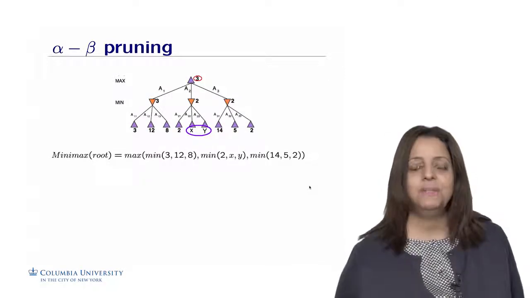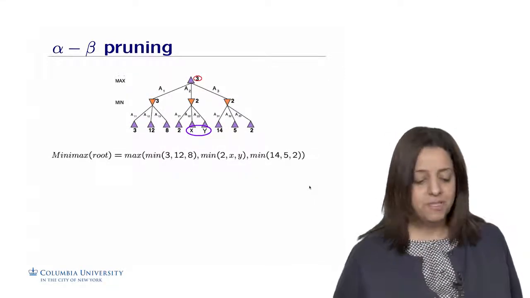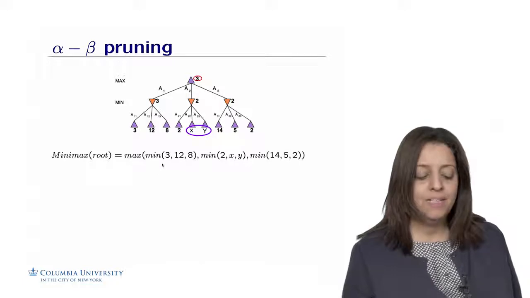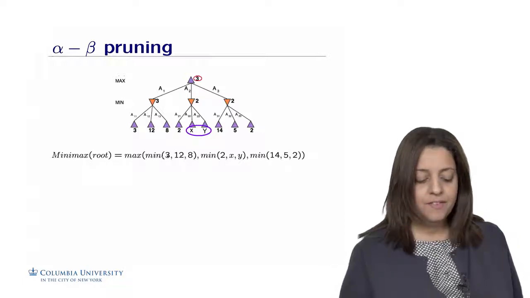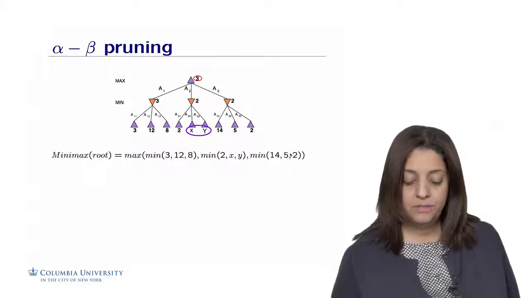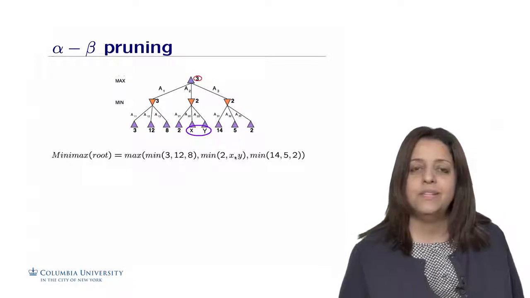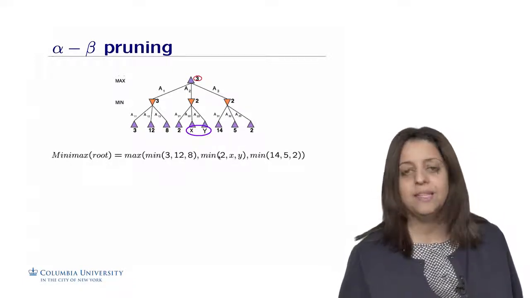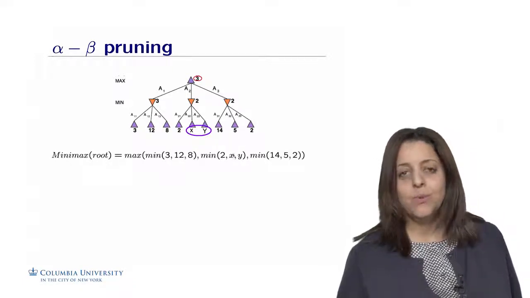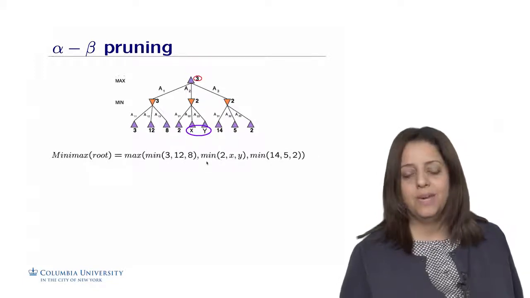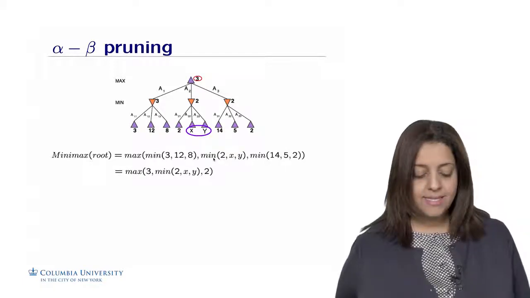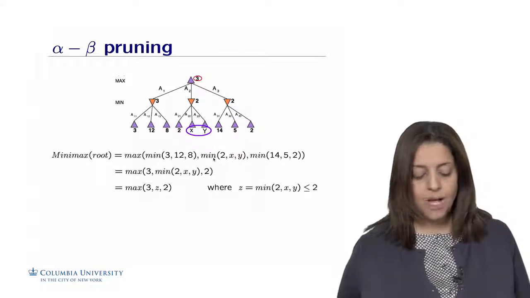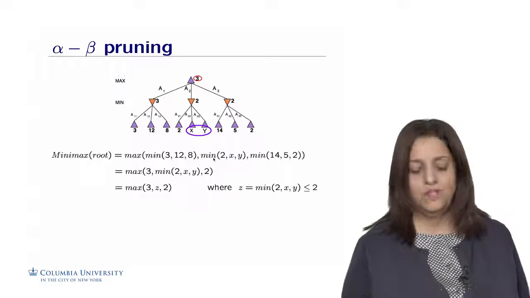We're going to check the minimax at the root. The minimax would be the maximum of the minimum of 3, 12, 8, the minimum of 2, x, y, and the minimum of 14, 5, and 2. So this minimum will be 3, this minimum will be 2. And this minimum here has to be less than or equal to 2 because we have 2 in the list. So the minimum of 2, x, y, depending on x and y, is going to be 2 or less if x and y are less than 2. So this will bring us to replace the value of the minimum of 2, x, y by z, where z is less than or equal to 2.